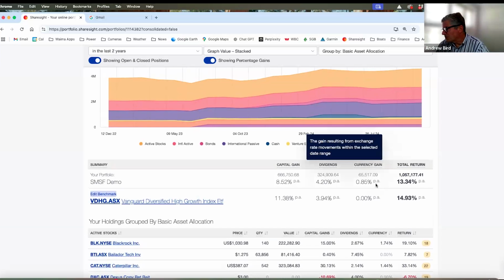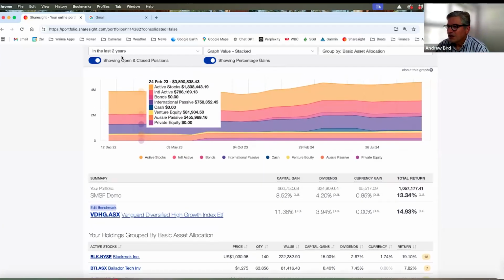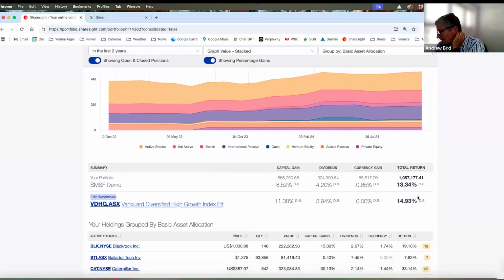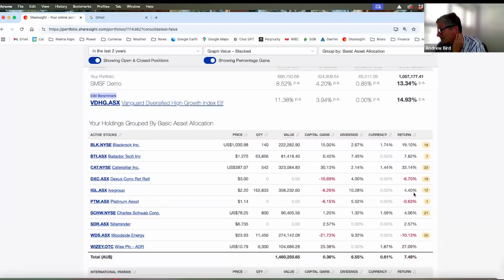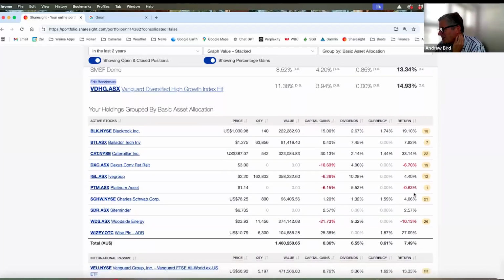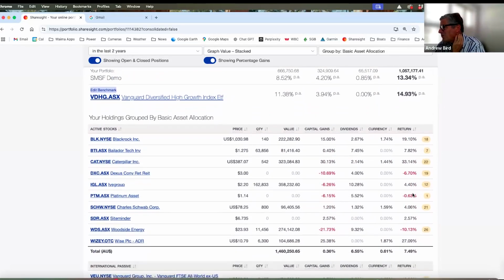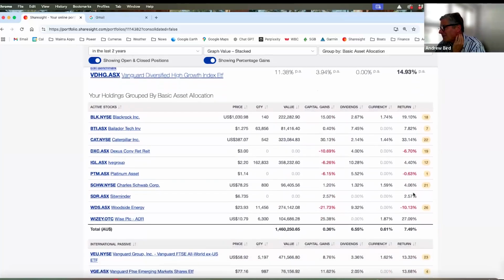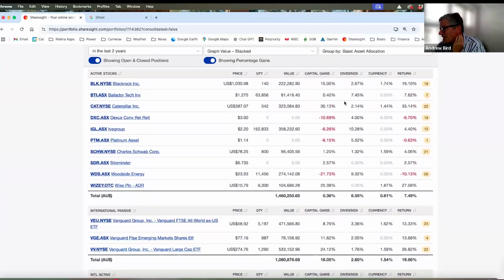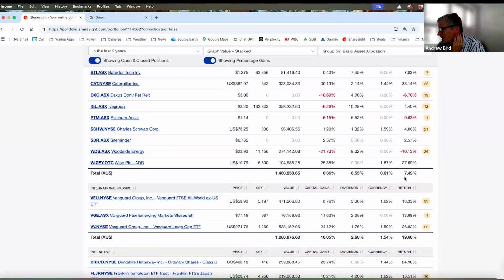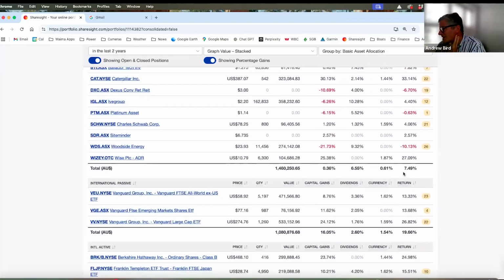Now, just a quick note on return. So here I'm looking at the last 2 years. I'm looking at the VDHG has actually outperformed my portfolio, which on the face of it is not necessarily a great thing. But it's interesting to look at why. Why has that happened? Well, you can see I've got my individual stocks which have underperformed.